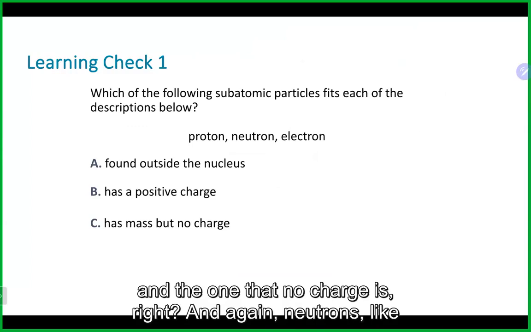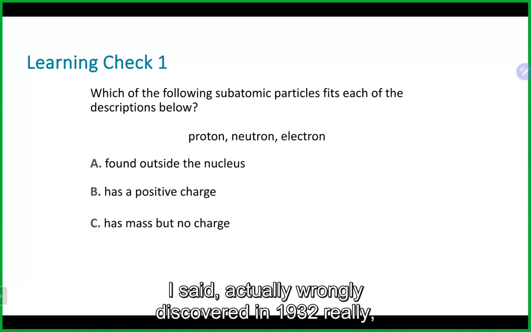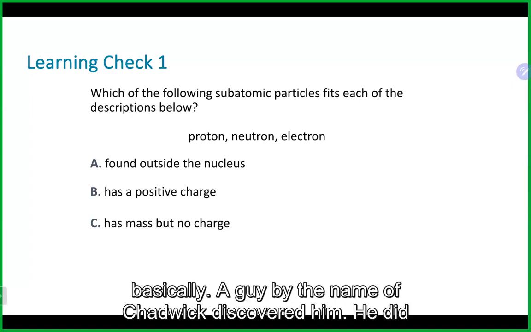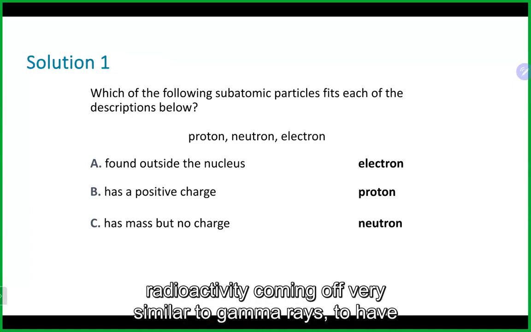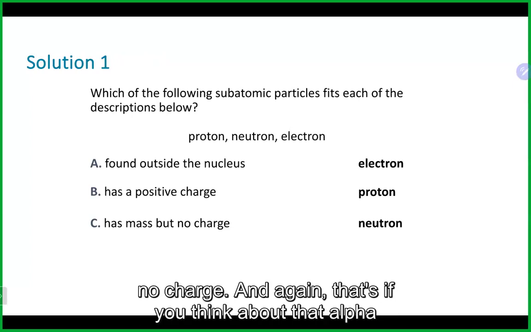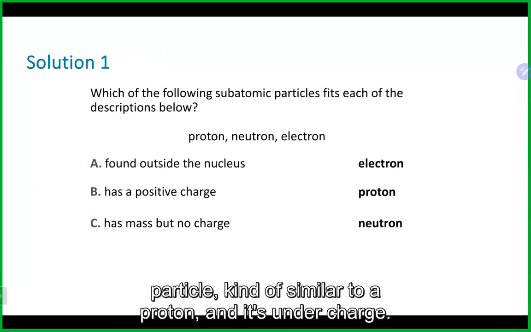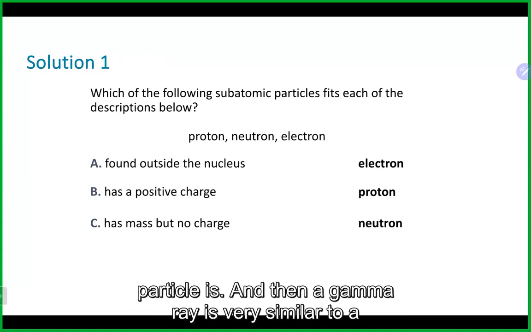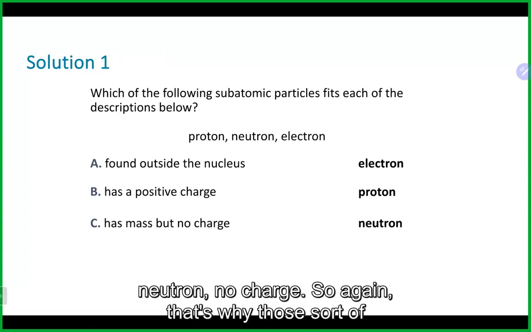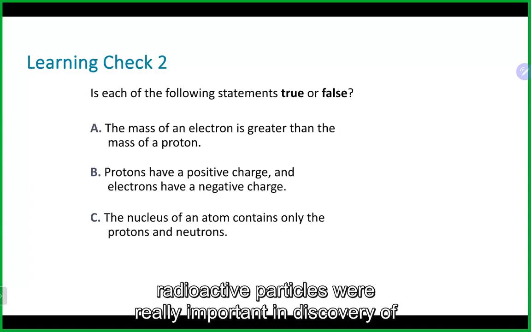And again, neutrons, like I said, were only discovered in 1932. A guy by the name of Chadwick discovered them. He did a lot of work, and what he saw was a lot of radioactivity coming off, very similar to gamma rays that have no charge. If you think about it, an alpha particle is kind of similar to a proton in terms of charge, a beta particle is essentially like an electron, and a gamma ray is very similar to a neutron, with no charge. So that's why those radioactive particles were really important in the discovery of the atom.